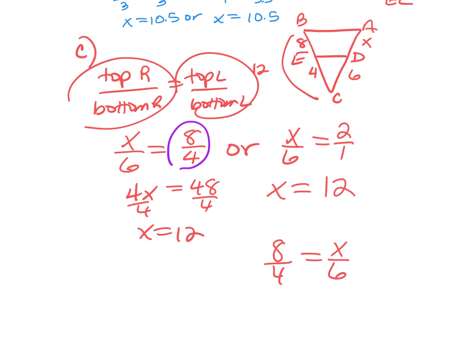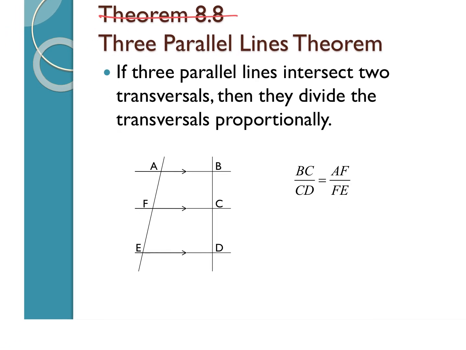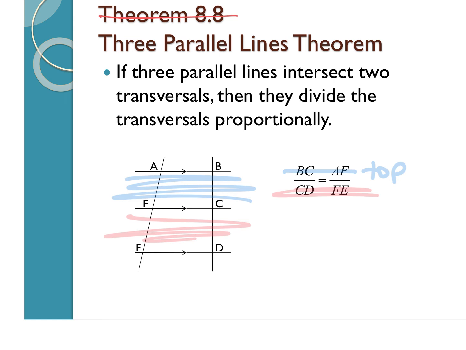Next one, new theorem. Okay, so for the next one, again, don't memorize the number. This is called the 3 parallel lines theorem. And this one states that if 3 parallel lines intersect 2 transversals, then they divide the transversals proportionally. So again, same idea here. Both of these numbers are coming from the top section, which is right here, and then these both are coming from the bottom section.